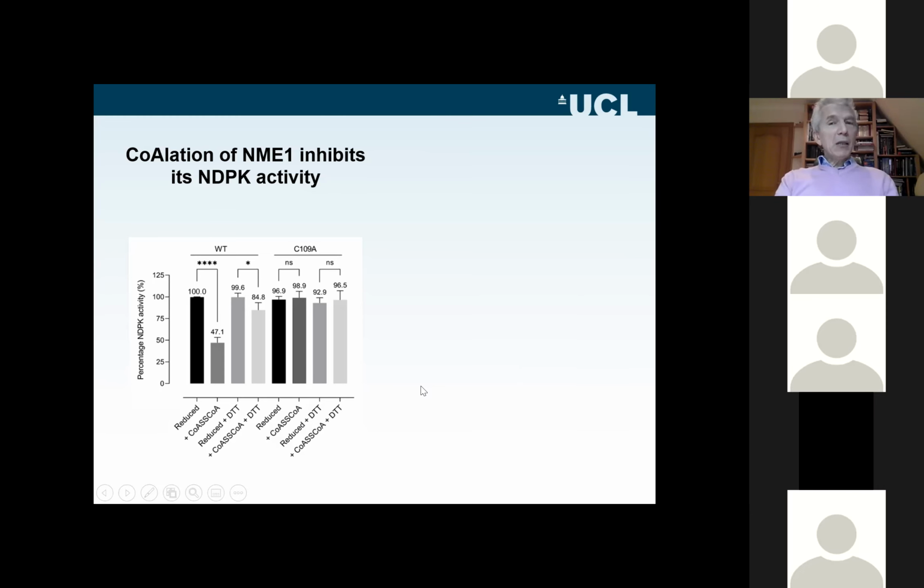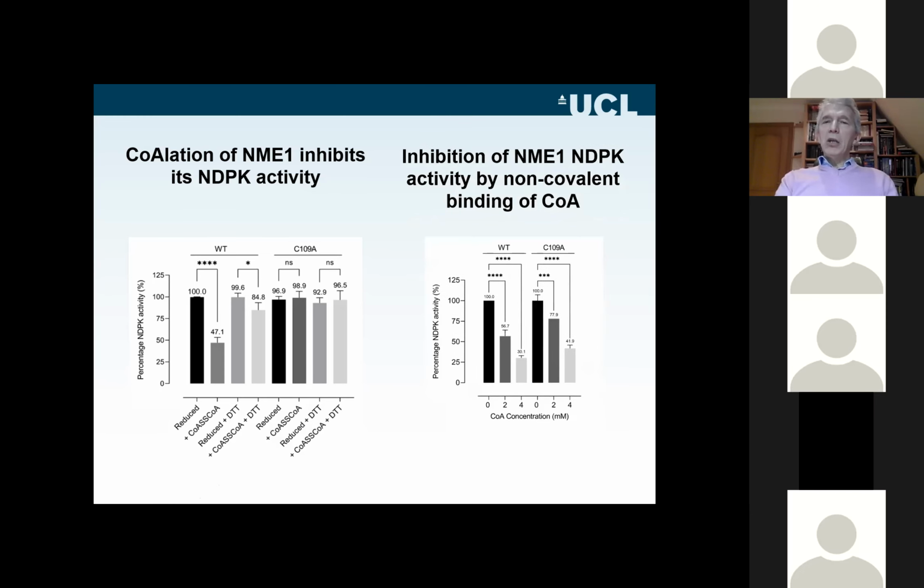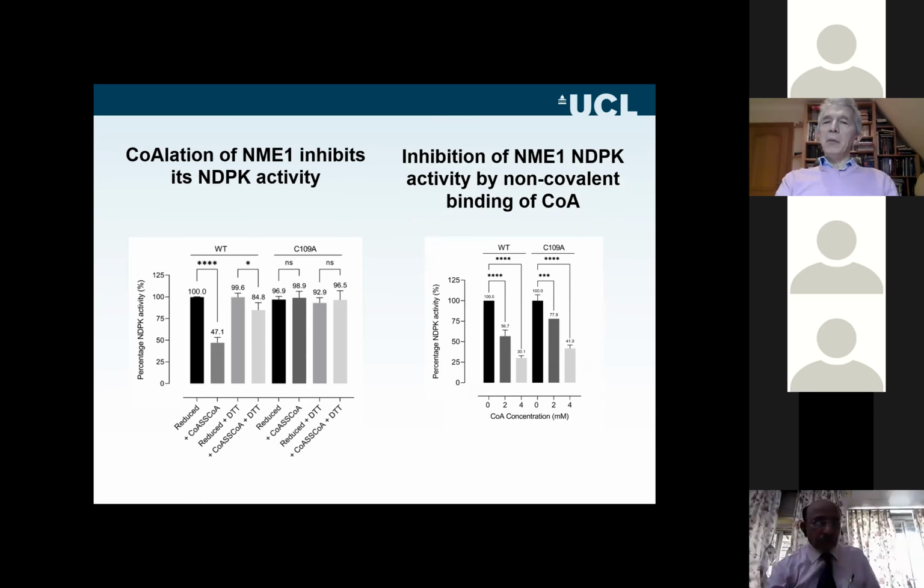We were really puzzled to find that the activity of NME1 is also inhibited by non-covalent binding of CoA, just binding of CoA to the ATP binding pocket. And you can see here on this slide, my apology, that you have the inhibition of wild type NME1 in a dose-dependent manner by CoA, and as well the cysteine 109 mutant is inhibited in a dose-dependent manner.